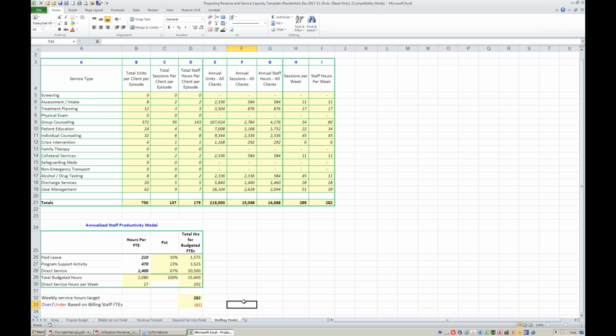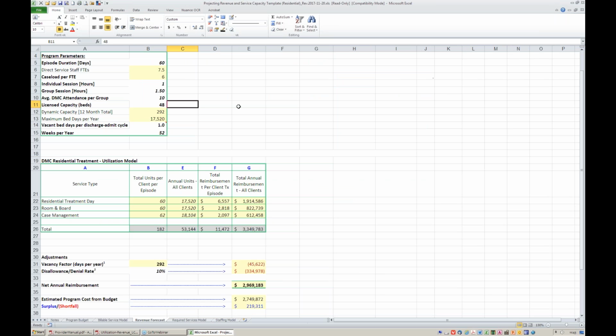So this is, I think, the key of what this spreadsheet boils down to. One of a couple of things is whether your staff is deployed in a way that enables you to meet the requirements established by licensure and the Drug Medi-Cal waiver. And then once you know that, the question for management is, do we have 12 people in every group? That's the question.